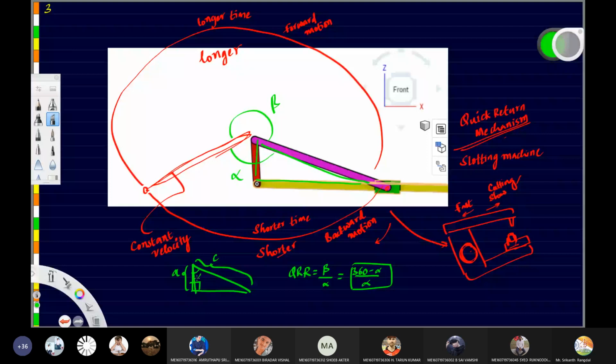Once again, the same formula can be used here also. So is the formula same? So alpha equals 2 times cos inverse adjacent A by C. So this is the formula for alpha. Once you find alpha, substitute here, you will get the quick return ratio.